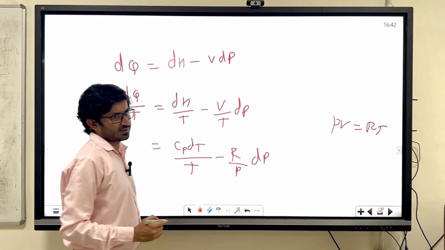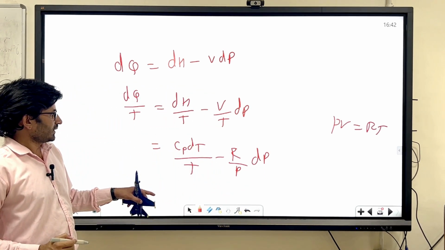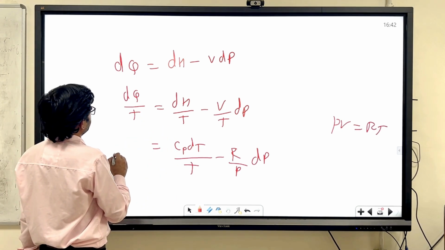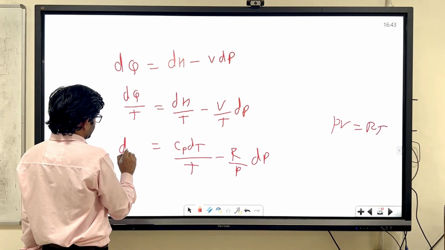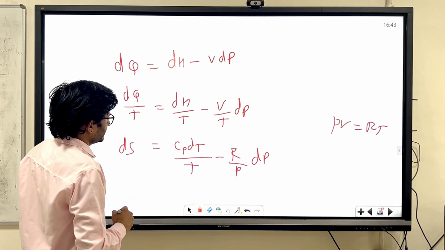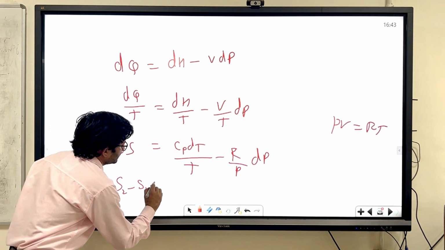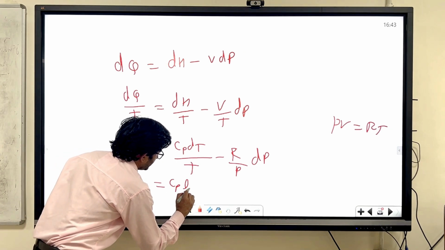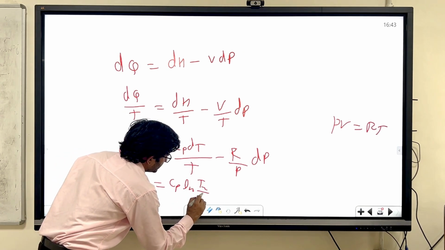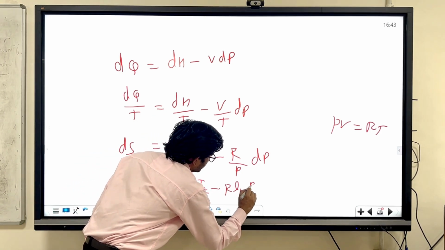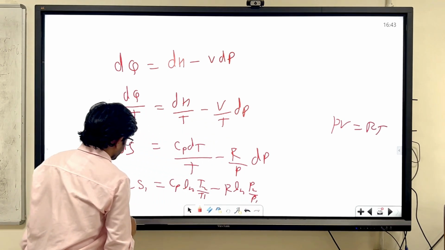Please be with me, in a later part of the lecture I will tell you the significance of what I am deriving here. You can write here ds. Then again if you integrate you will get S2 minus S1 equals Cp ln T2 by T1 minus R ln P2 by P1.